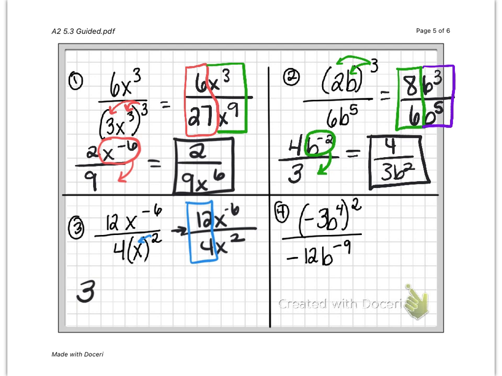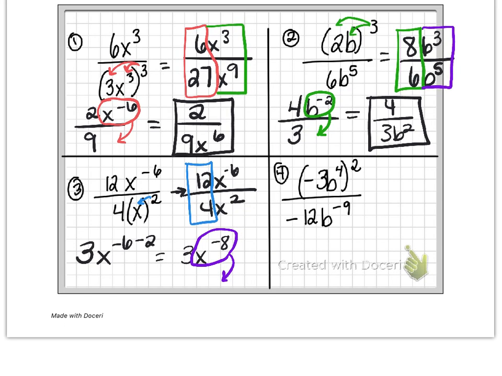And then I'm going to simplify my x's by subtracting. x to the negative 6 minus 2. Because I always subtract, I take the numerator and subtract the denominator, which gives me 3x to the negative 8. And then I have one more step because I have a negative exponent. I'm going to drop this below the fraction bar. The 3 is going to stay on top. So I get 3 over x to the 8th, and my 8 becomes positive once it crosses the fraction bar. Okay?